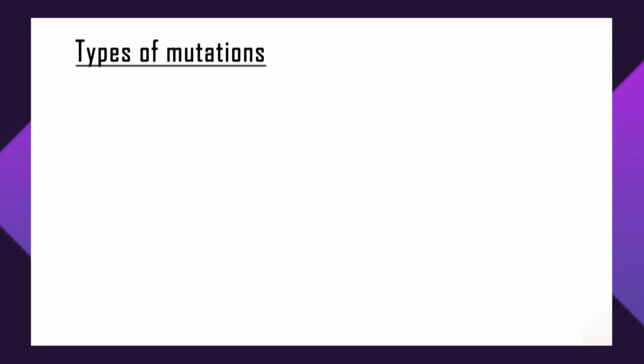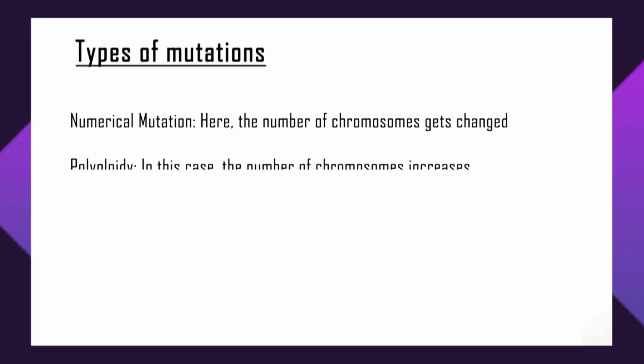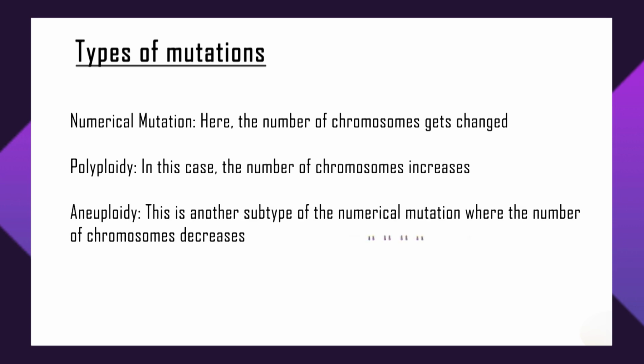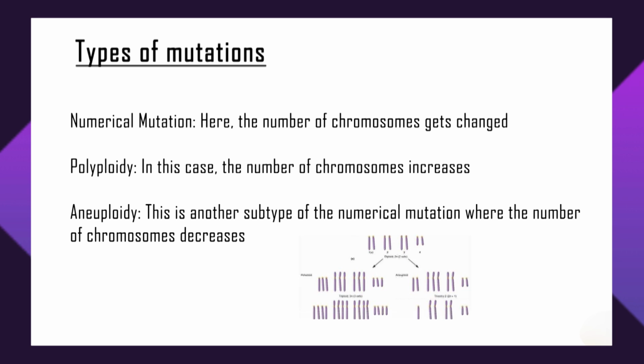Next one is the numerical mutation. Here the number of chromosomes gets changed. There are two types of numerical mutation. First one is polyploidy. In this case, the number of chromosomes increases. In a normal case, there are 23 pairs of chromosomes present in the body, but here the chromosome number will increase from 23 pairs to more. This is known as polyploidy.